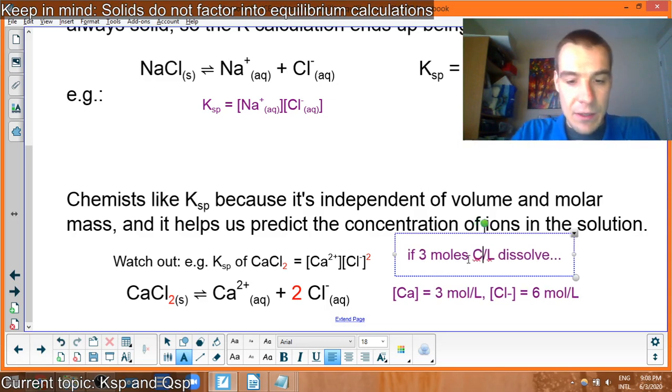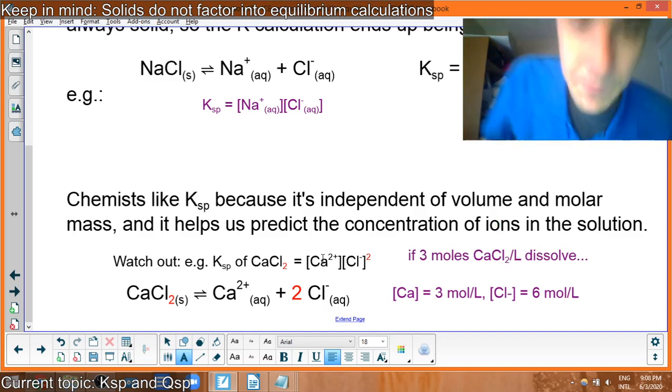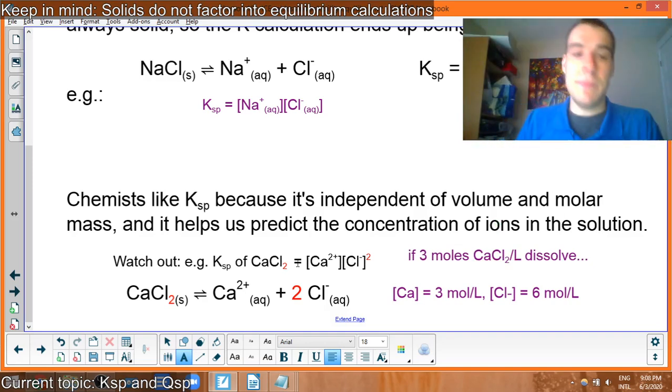For that as well, because of that sneaky little 2. It not only makes a square here, this concentration is actually twice as big as this concentration as well, because of how it works.